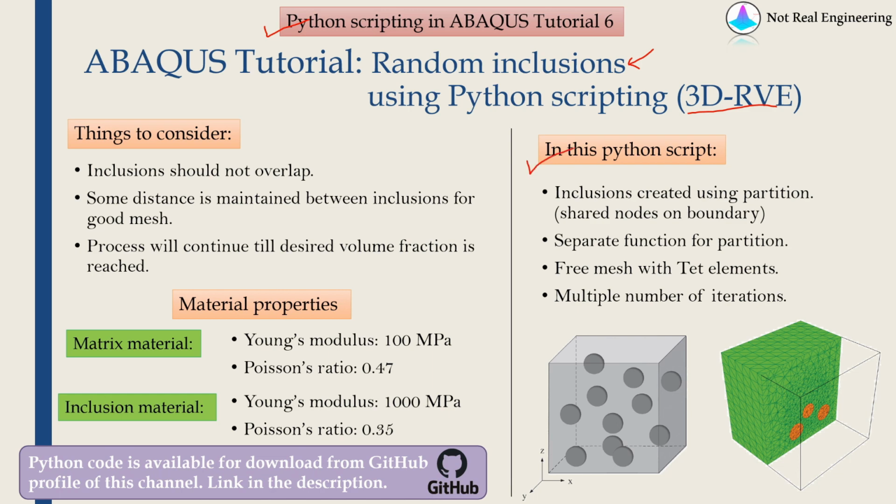In this video's Python script, we are going to create a cubical RVE, which will have spherical inclusions randomly distributed inside it. We are going to create these inclusions by using partition command. There are other ways to do it as well, but I feel this is the easiest way to do it. And in the script, we are going to write a separate function for this partition, which makes the script much more efficient and easier to understand.